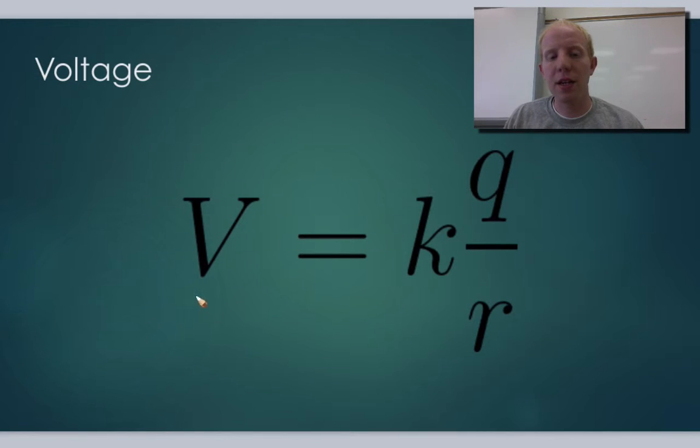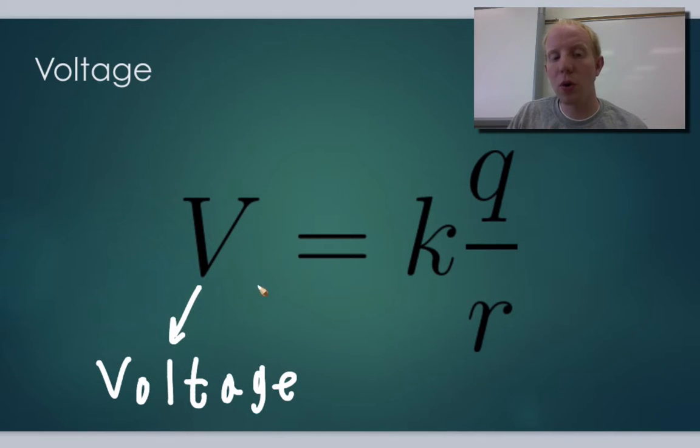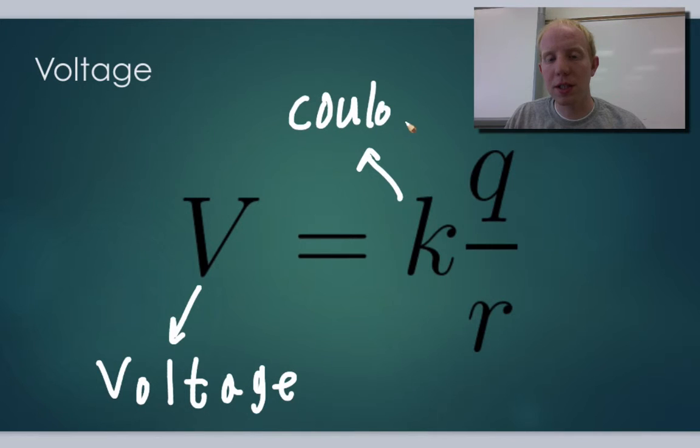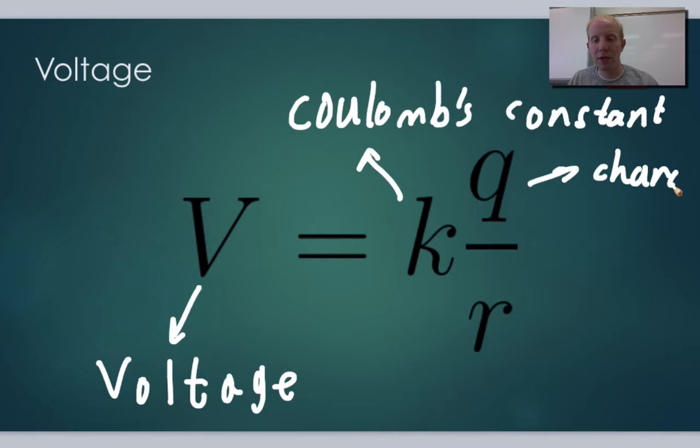If we look at the different symbols, capital V is a little confusing because it represents voltage when it's a symbol, but it also represents volts when it's a unit. We'll see that in a second. K, of course, is Coulomb's constant, and you still use the exact same value. Q is the charge of the particle creating the field. And R is the radius or distance.